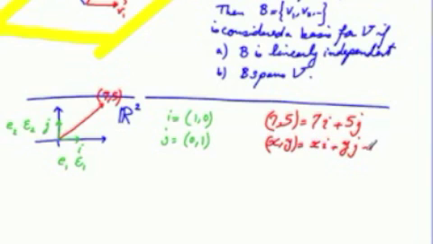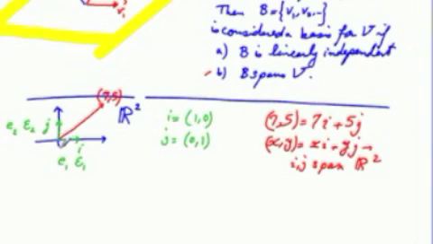What does it tell us? That I and J span the entire R2. Anything in R2 is a combination of I and J. So first of all, we have this property. Second, is it linearly independent? If you have I and J, is one of them a multiple of the other one? Obviously not. One is not the multiple of the other one.